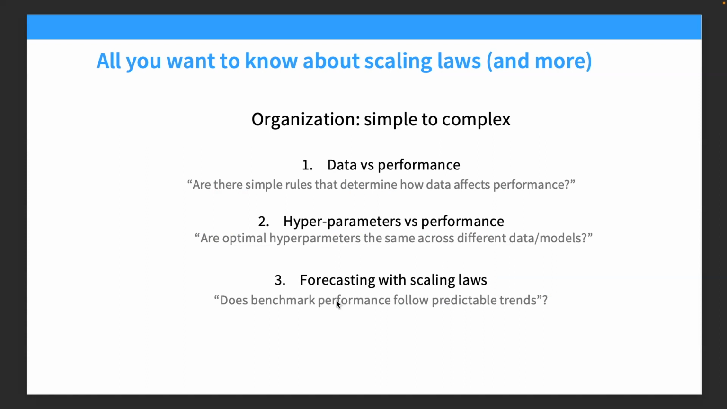And the third is, does the benchmark performance follow a predictable trend? It's basically asking: if we are able to fit these scaling laws to small models, and we scale up to large models, does the predicted performance align with the actual performance of the larger models? So this is what it's trying to answer.